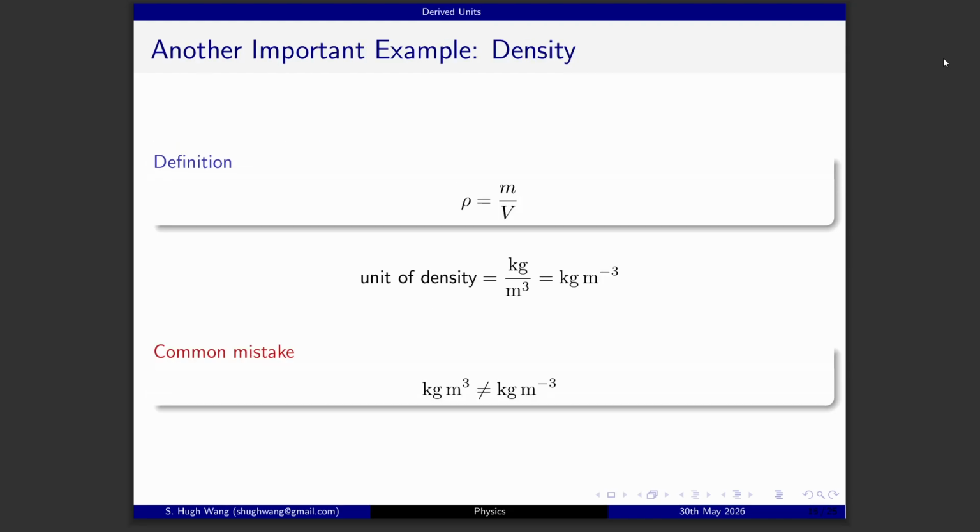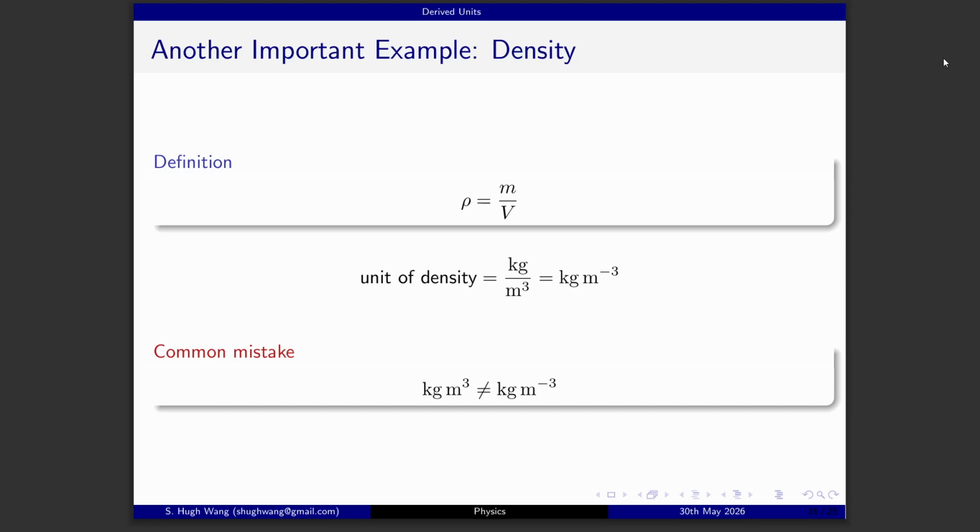Now let's look at another typical example. Density. Density is usually represented by the Greek letter rho. The formula for density is mass divided by volume. Mass is measured in kilograms. Volume is measured in cubic meters, or m cubed. So the unit of density is kg divided by m cubed. This can be written as kg m^-3.